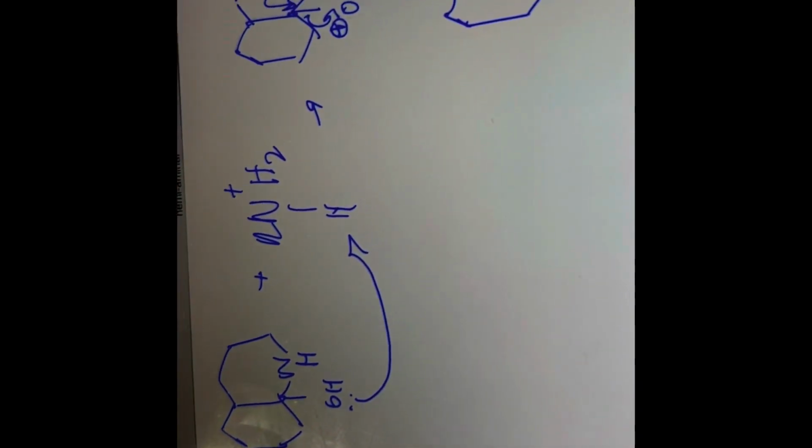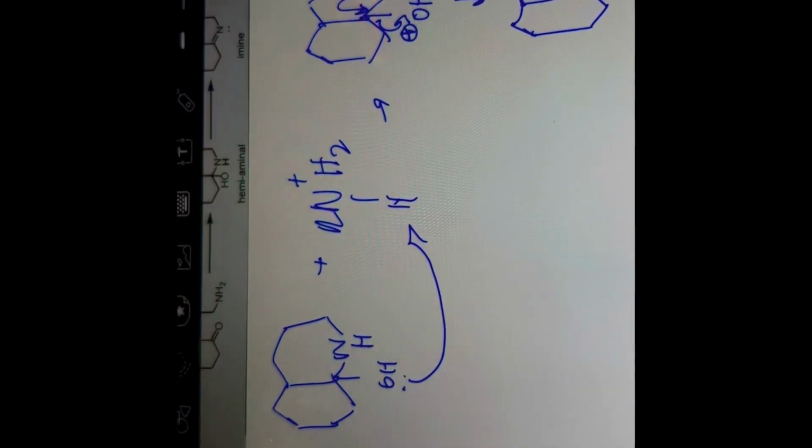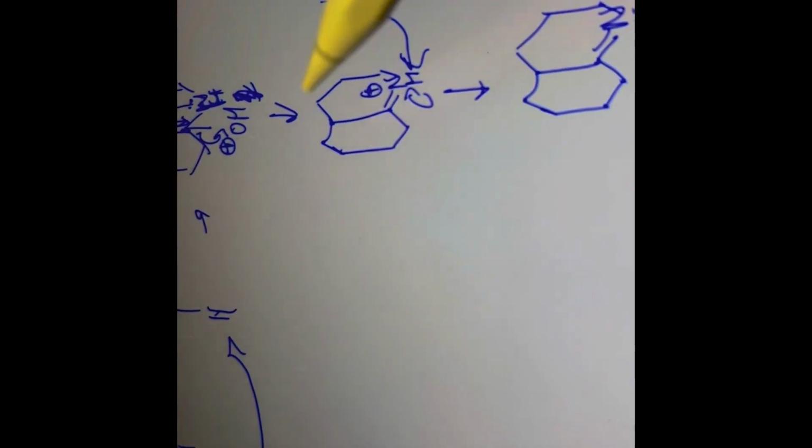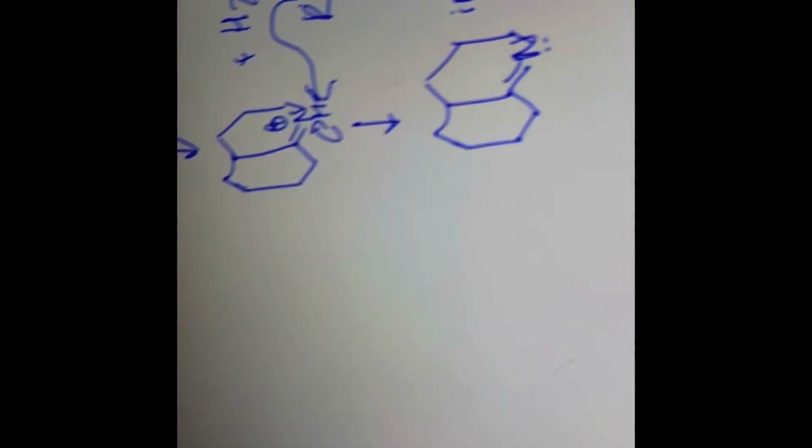And then what we can do is we need somehow to kick it off, right? So the best way to kick it off is to essentially cause these electrons to collapse, form that double bond from the nitrogen, and then kick off that water. And then we can just deprotonate that extra hydrogen so we can get that neutral amine.